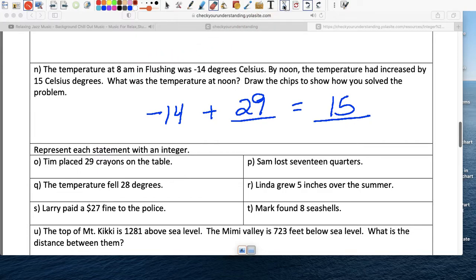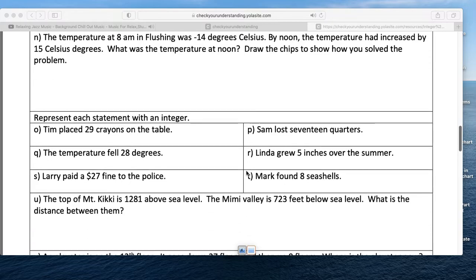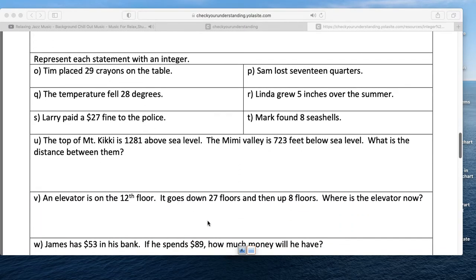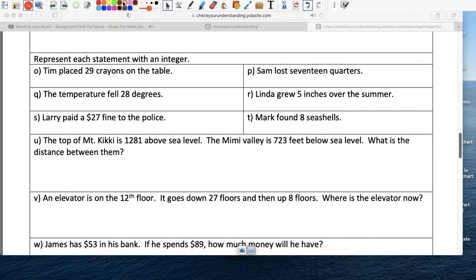Okay, so that's one way of doing it. Represent each statement with an integer. So we had a little discussion about this. Tim placed 29 crayons on the table? Well, is he losing 29? In that case, it would be -29. If we put it on the table, he is gaining 29 crayons, so let's just think of it as positive, right? If it said that Tim lost 29 crayons, then I agree with you, negative. So as far as for now, positive 29. Fell, so we're going to do negative.